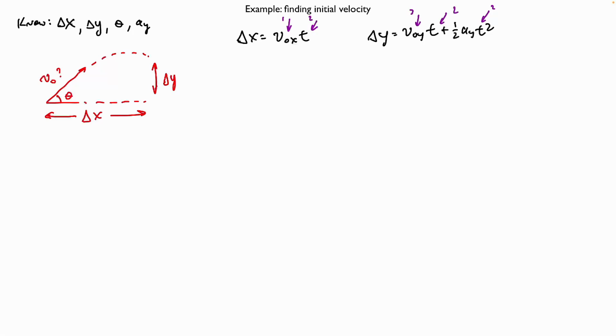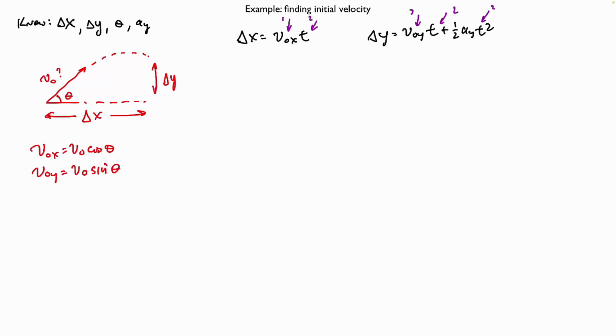And v naught y is what? V naught sine theta. V naught cosine theta. Remember, there are components here. We need those components, don't we? This is a projectile motion problem. And so we need to break up our velocity into its component parts.